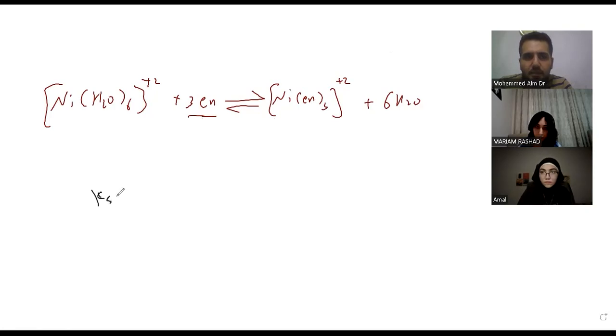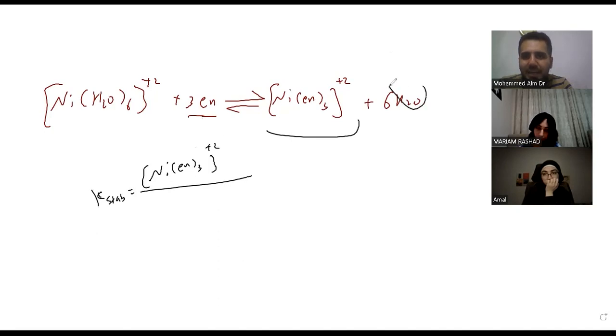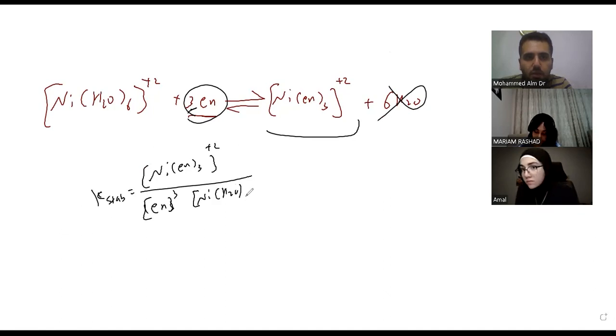So Kstab in this scenario will be the products over reactants. The products, guys, we have Ni(en)3 2+, never include water, over en raised to the power of 3 because we have 3 moles of it, multiplied by Ni(H2O)6, and this one, guys, has a charge of 2+. This is the correct expression. Okay, we have a question here.